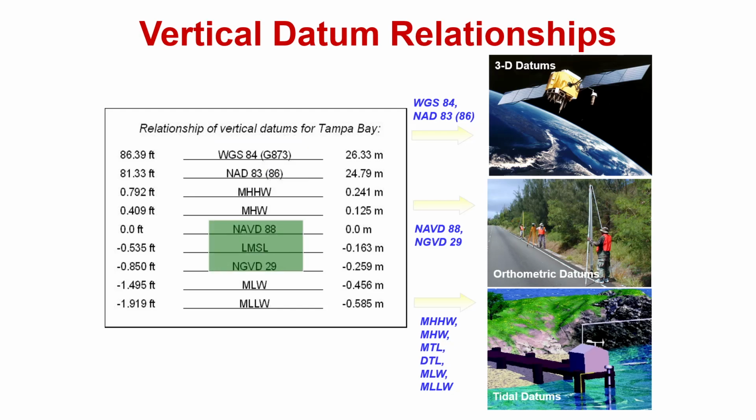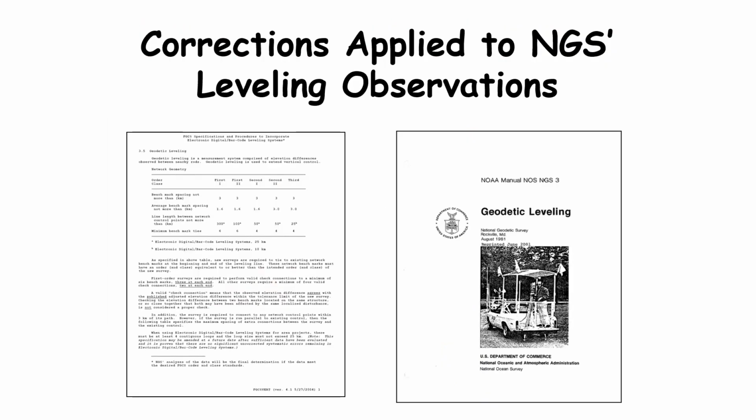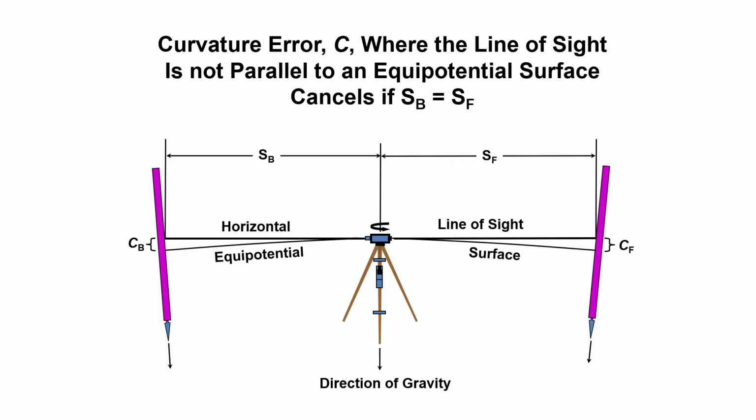Here you can see the differences or relationships of vertical datums for Tampa Bay in the United States among these different vertical datums. So higher geodesy specialists calculate the corrections among these different leveling observations.